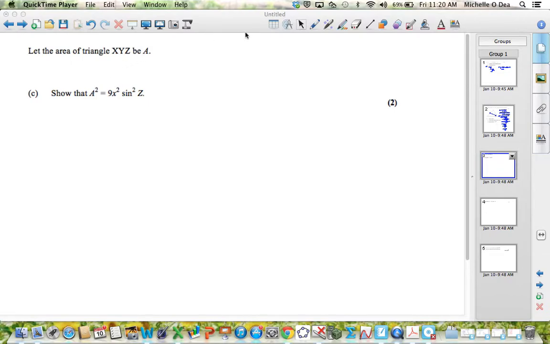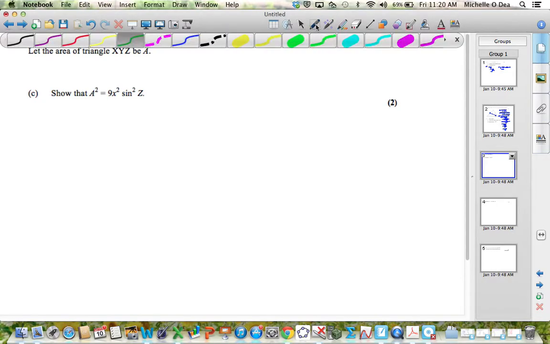All right, so now that we have answered parts A and B, let's continue with part C. So here it says let the area of the triangle XYZ be A. And it's another show question, so we need to show that A squared equals 9x squared times sine squared z. So let's start. It's an area of a triangle.